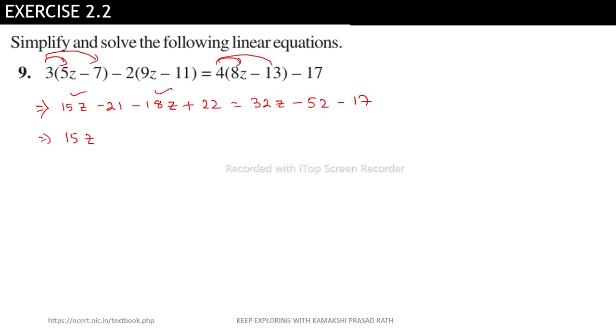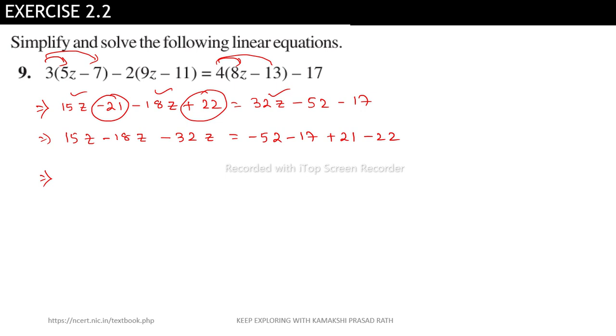15z is already there. Here also we have minus 18z on the left, but we are having 32z on the right side, so we'll bring it to the left. So it becomes minus 32z. z equals minus 52 minus 17, and minus 21 and plus 22 are on the left side. We'll bring them to the right hand side. So minus 21 becomes plus 21 and plus 22 becomes minus 22.